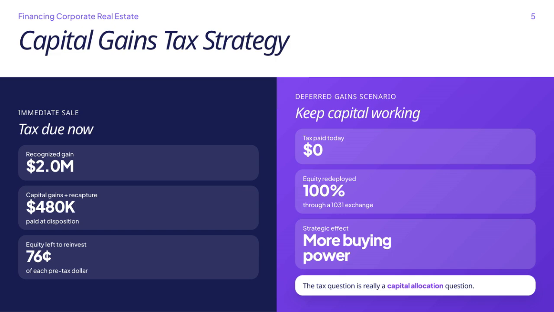On the other hand, by deferring the gains through a 1031 exchange, you can redeploy more equity into your next investment, allowing you to maintain 100% of your capital working for you. This strategy increases your buying power and keeps your capital working in the market, which is the key to growing wealth strategically. Ultimately, the tax question boils down to capital allocation, whether you pay taxes now and reduce your investment potential or defer taxes to maximize the capital you have to reinvest. This capital gains tax strategy is critical to effective financing in corporate real estate, helping you leverage your equity for more substantial investments over time.